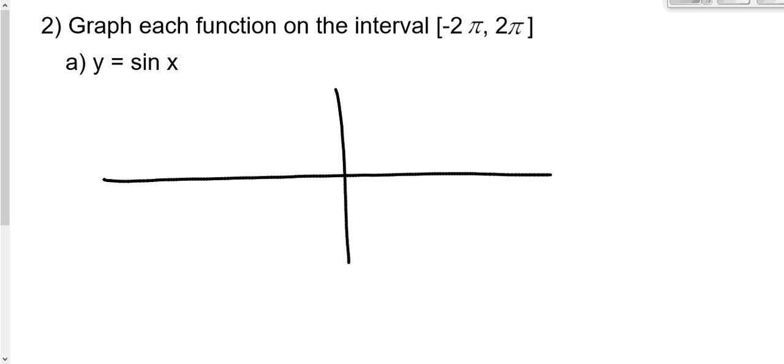Okay, number 2, graphing from negative 2 pi to positive 2 pi. So you can set up your graph to make space for that. Put a positive 2 pi, put a negative 2 pi. On your y-axis, put a 1, put a negative 1. Now between 0 and 2 pi, break that down into 4 equal chunks. Between 0 and negative 2 pi, break that down into 4 equal chunks.